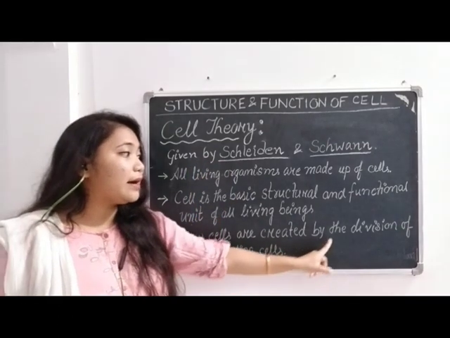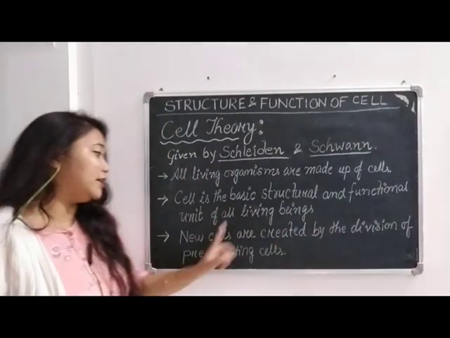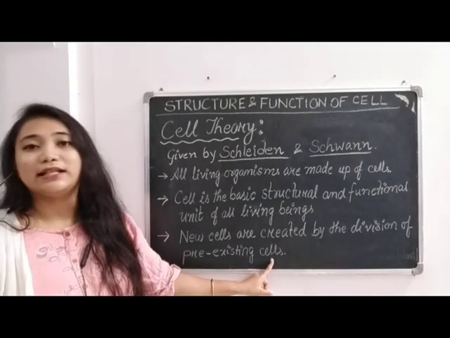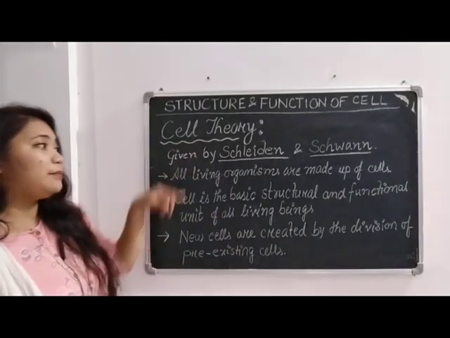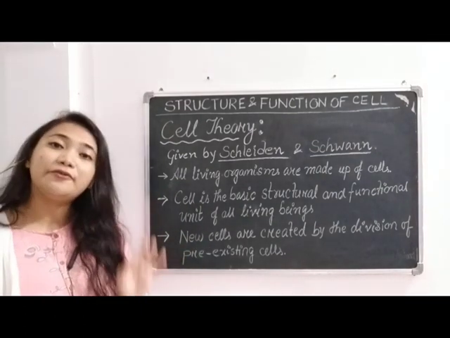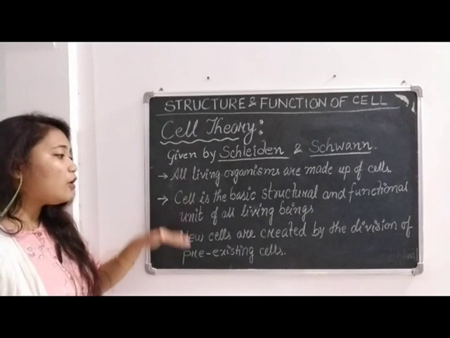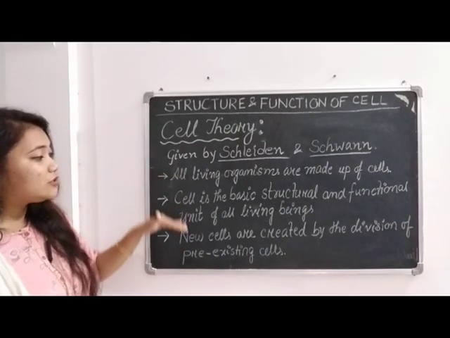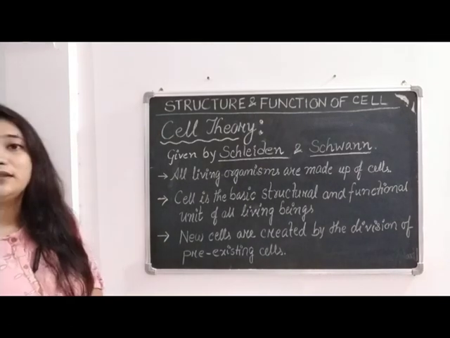So created by the division, it divided from the pre-existing cells. So these are the 3 points, and all these are true. For each and every living organism, all these statements are true till today. So we call these 3 statements the cell theory.